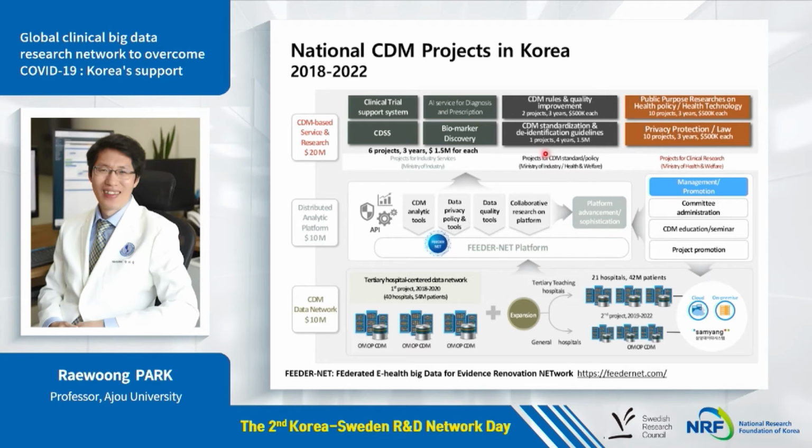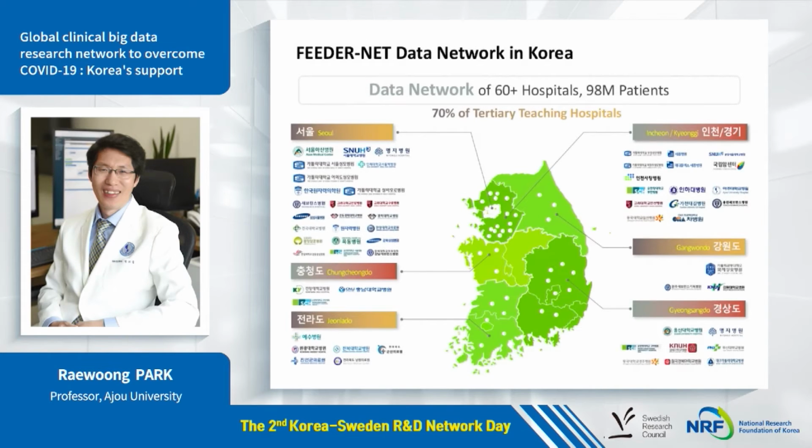10 projects are for clinical researchers aiming to do public purpose clinical research using all of this data. Another 10 projects are for development of policy, guidelines, and technology enhancing the security and privacy protection of all this data. Moreover, there are more projects not listed in this illustration. Now, 61 hospitals, including 70% of tertiary teaching hospitals from all provinces of Korea, have joined the network.